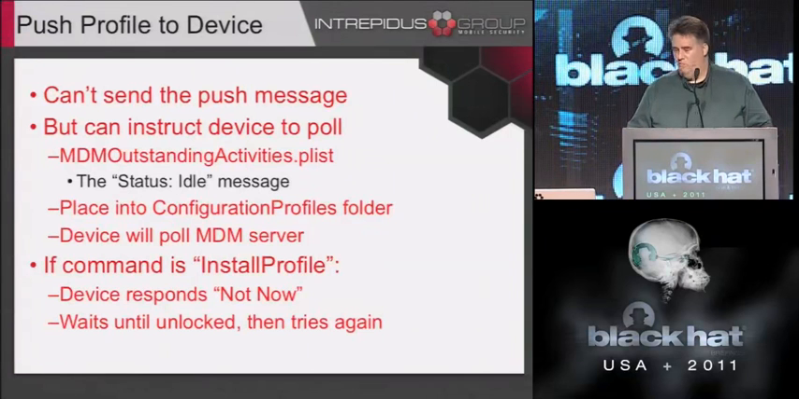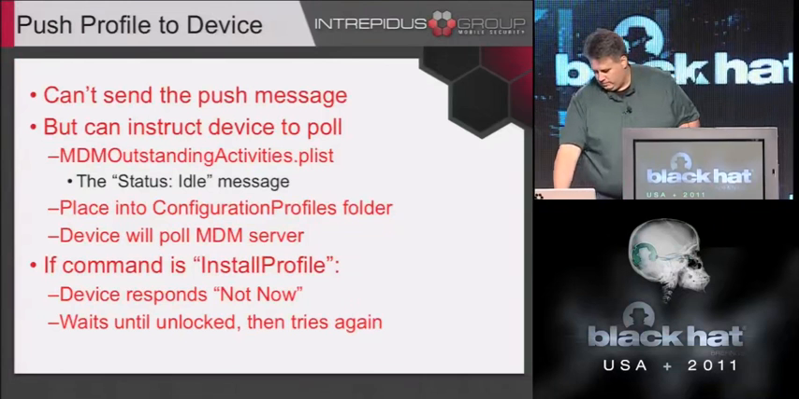I'm busy, I'm locked. When that happens, the client sticks that aside and it just remembers. And it puts a little file there called MDM outstanding activities.plist, which is literally just the status idle message. It puts that in the folder, and as soon as you unlock it, it will say, hey, wait, I've got stuff that I still need to do, and it'll connect to the server. So we can touch that file. We can actually just create that file on the file system, and it will immediately pull. If it immediately pulls, it gets an install profile that says wait, then it'll not do anything until you unlock the device.